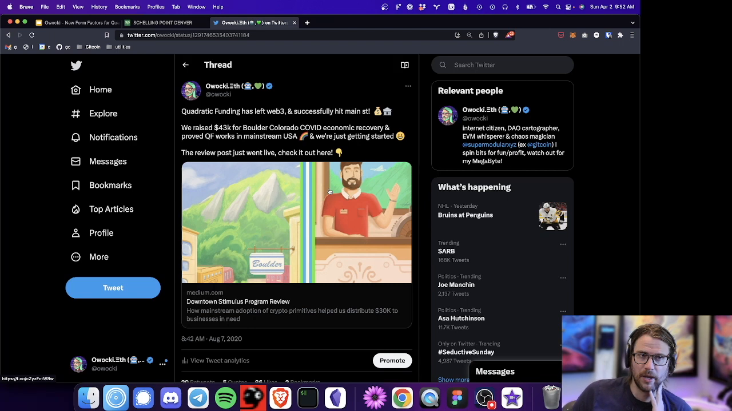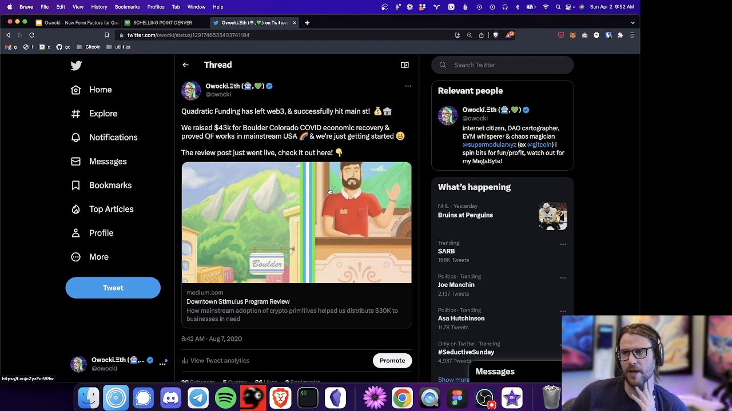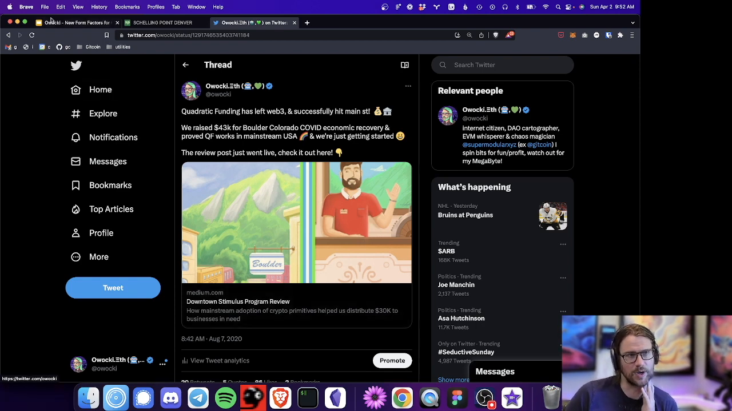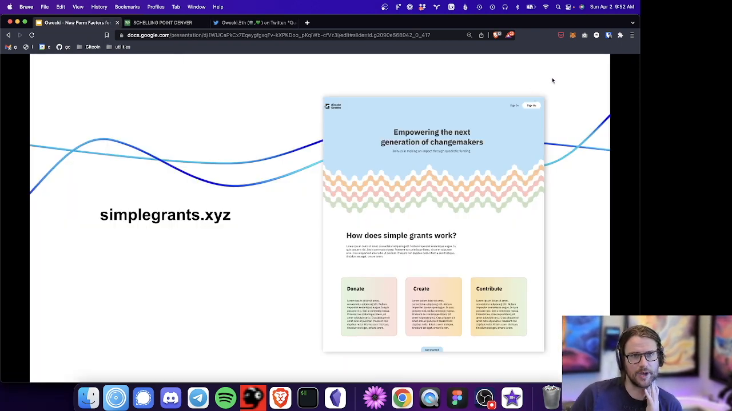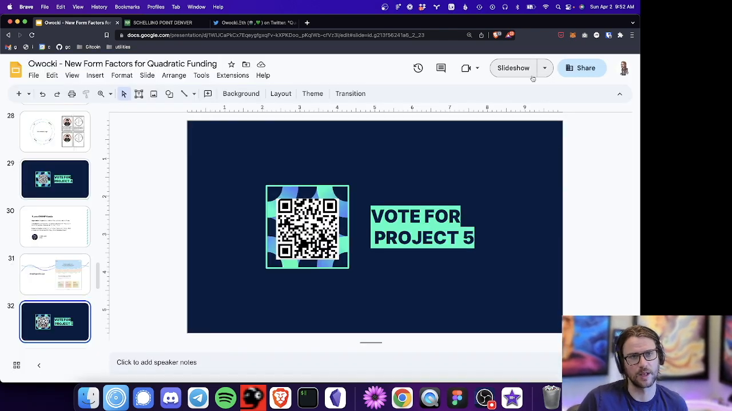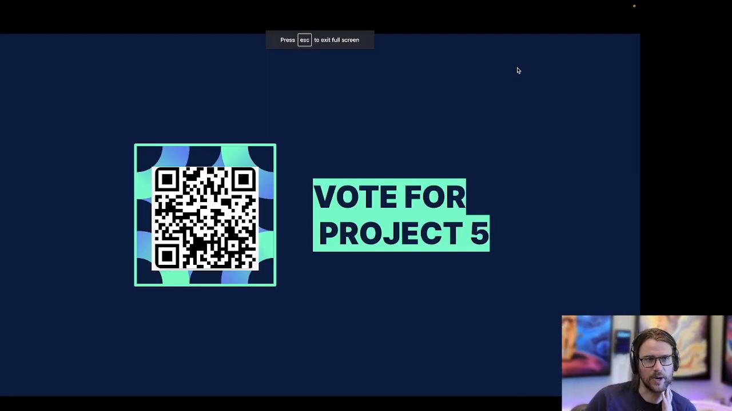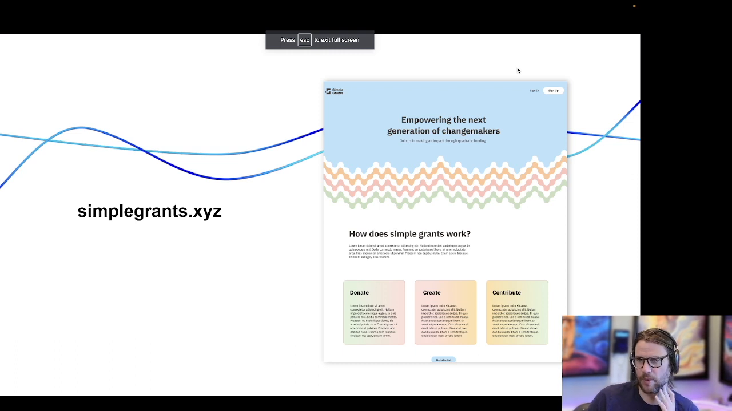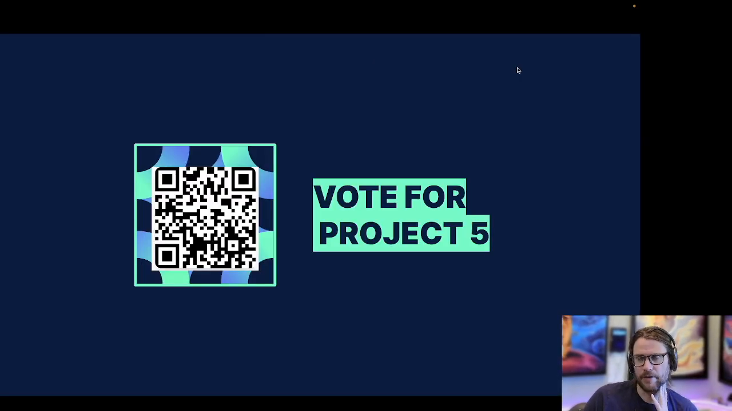So we had about, I think it was 200 contributions across 5 downtown businesses, and these were not digitally native businesses. This was a comic book shop. This was a yoga studio. This is a bookstore that we were able to do quadratic funding with. So super proud that we were able to prototype quadratic funding and show that it works outside of the blockchain niche. And Simple Grants is going to allow us to do that in a repeatable way with a repeatable code base. So if you think that's a good idea, then please vote for Project 5.